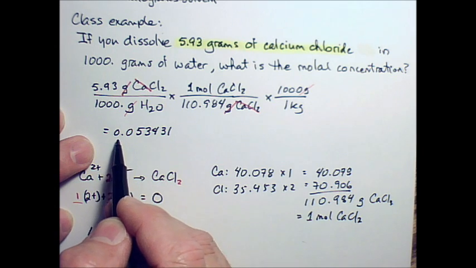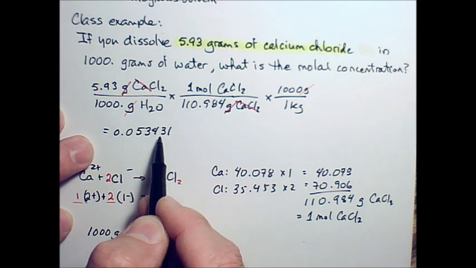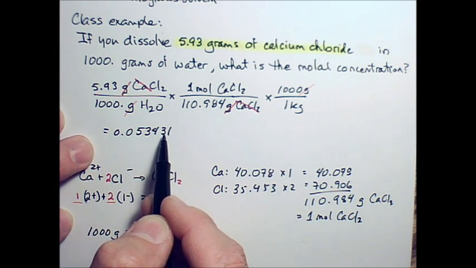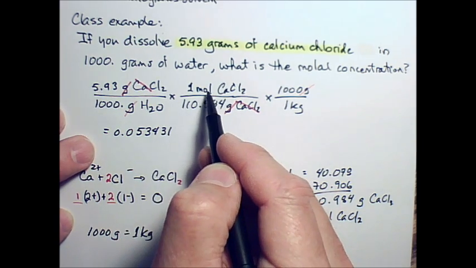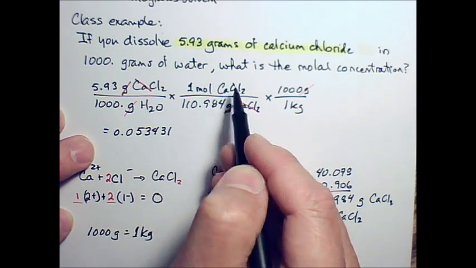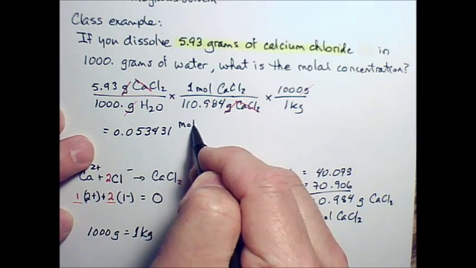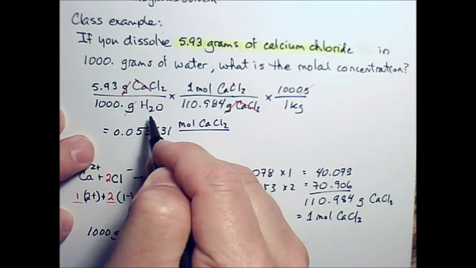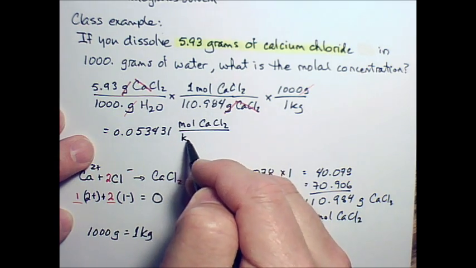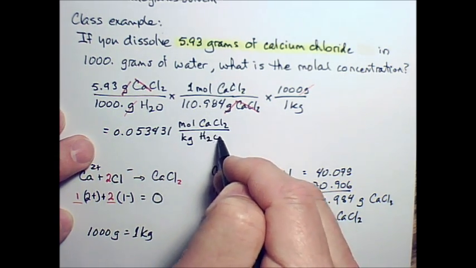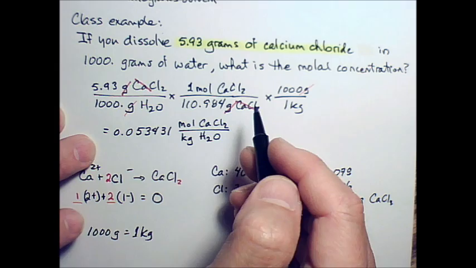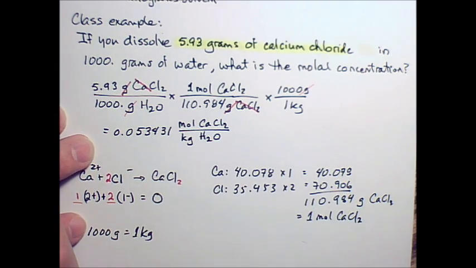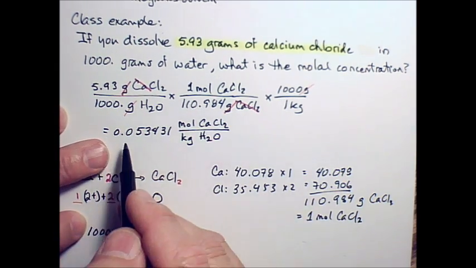Okay, when I did the math, I got 0.053431. Now the units we have left are moles of calcium chloride on top of a fraction over kilograms of H2O on the bottom. You don't want to just drop something. You want to make sure you keep up with everything here because it all has a purpose.